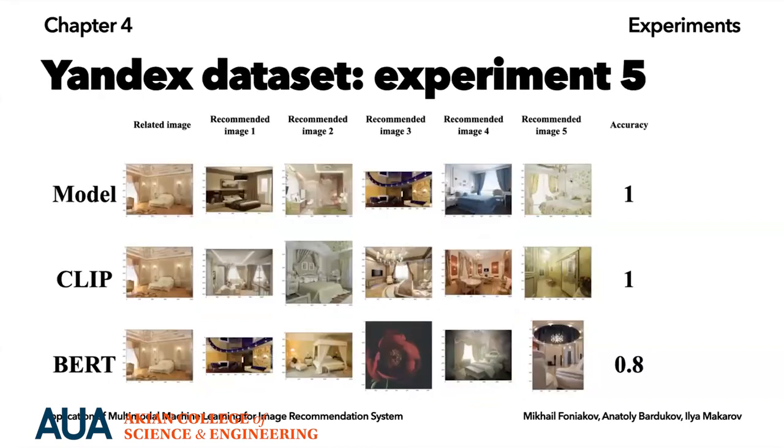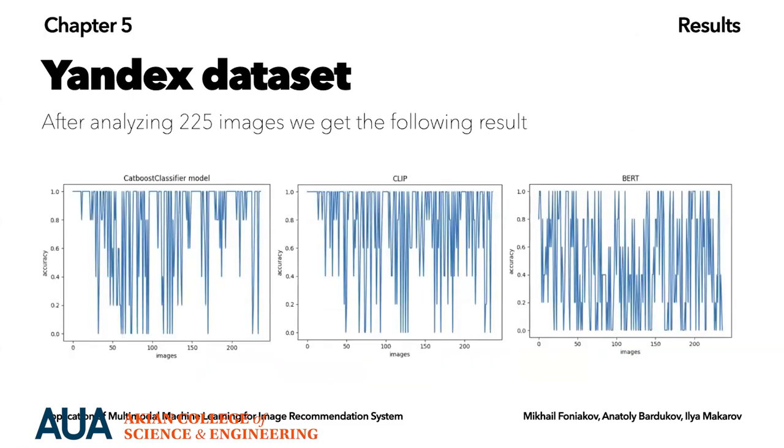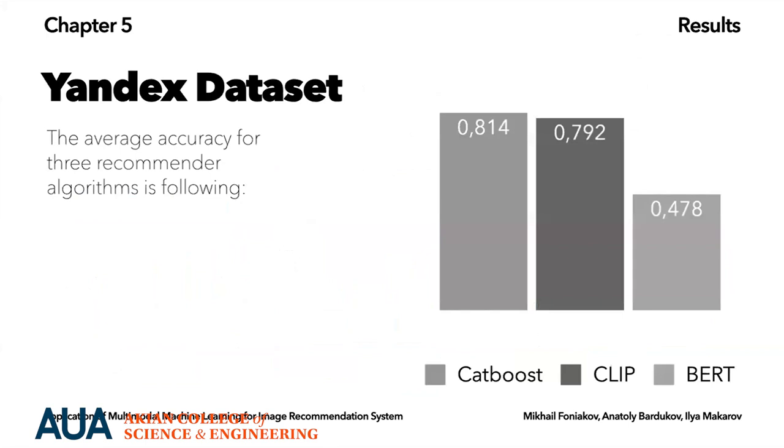In experiment number 5, for the CatBoost model and CLIP vector, the system selected the correct images without any mistakes. So the accuracy here is equal to 1. For the BERT embedding, the system has a mistake in the third image. Its accuracy is 0.8. So I also analyzed 2025 images and obtained the following result. For the CatBoost model, the average accuracy is more than 0.8. The accuracy of the CLIP vector is less than 0.8, and the accuracy of the BERT vector is less than 0.5.